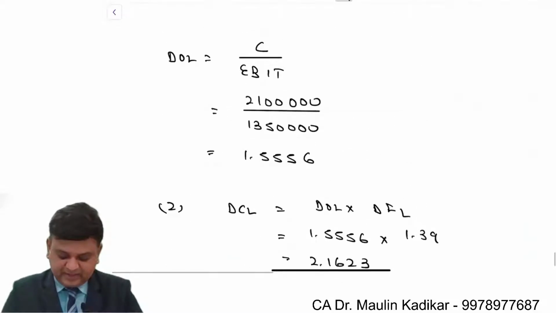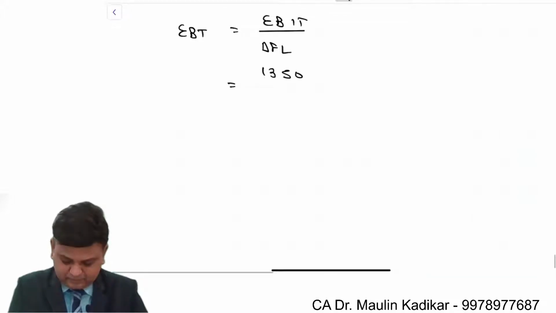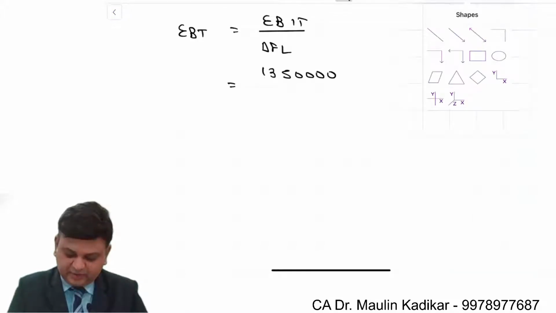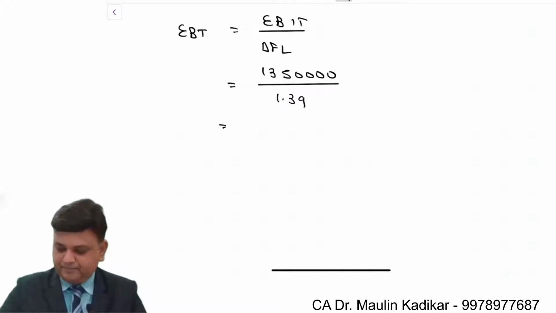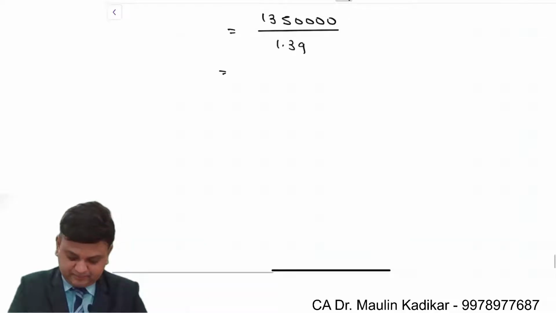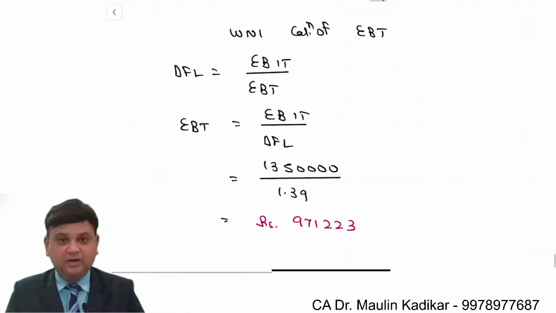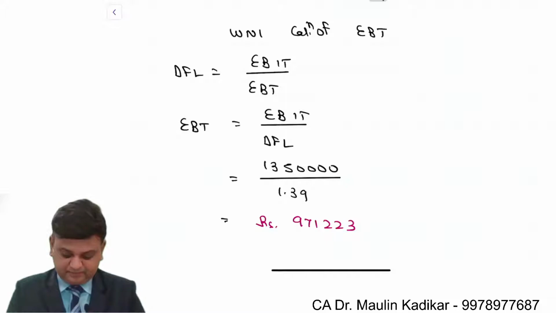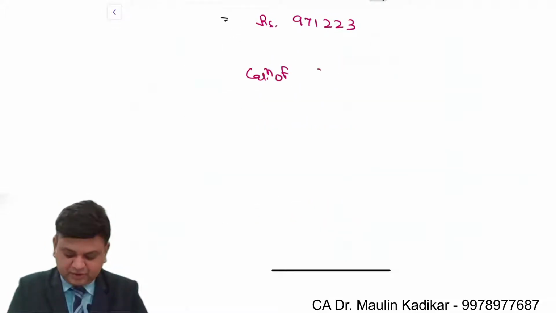The amount of the EBIT is 13,50,000 upon 1.39. So the answer comes to 9,71,223. This is the way the earning before taxes is calculated. Next, calculation of earning per share.